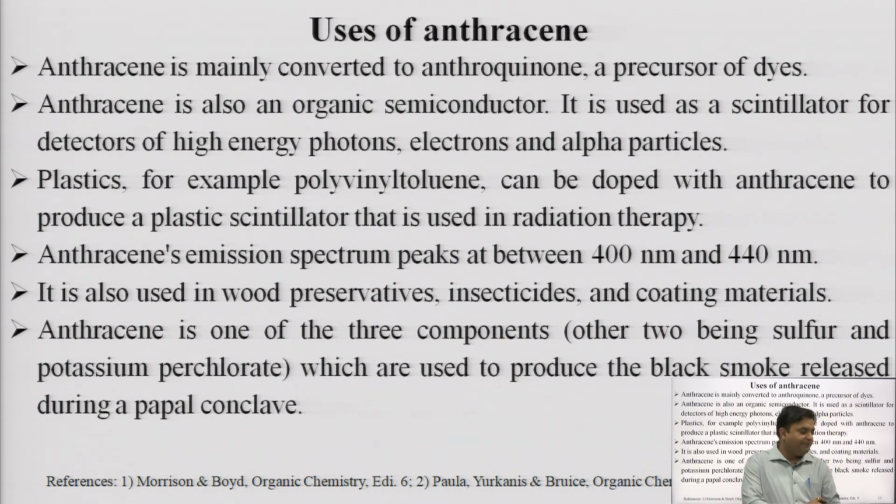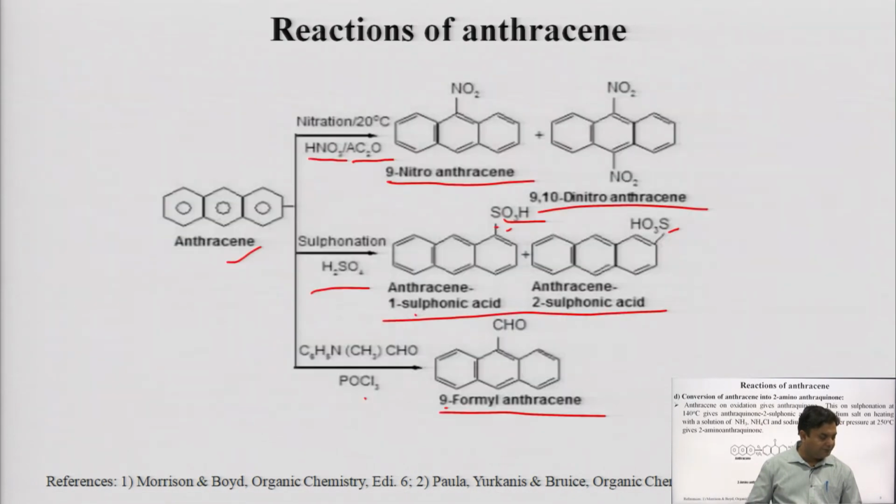A derivative of anthracene, when dissolved in ethanol, can be used as a coating material to prevent wood or metal from corrosion. Then anthracene is one of the three components, the other two being sulfur and potassium perchlorate, which are used to produce the black smoke released during the papal conclave. So, a very important molecule, anthracene, as you can see there.